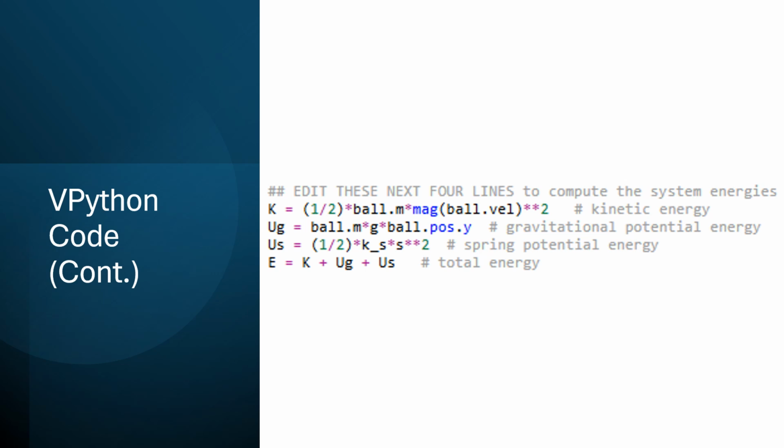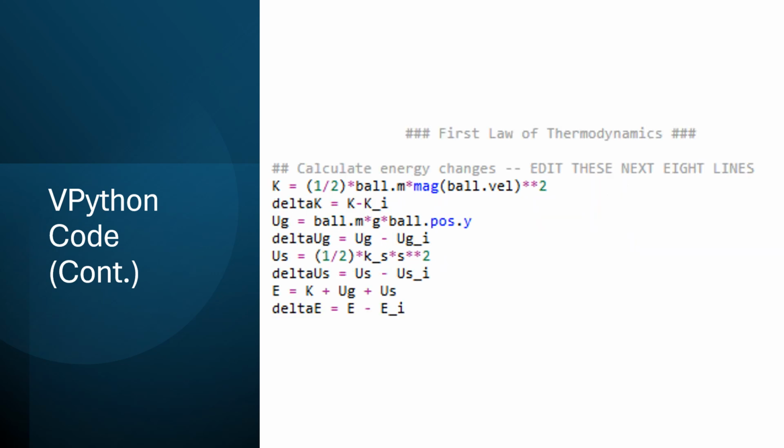Using the energy principle, or first law of thermodynamics, we're now able to implement this into our VPython code, as you can see down below. In this snippet of code, we're finally defining what delta K, delta UG, delta US, and delta E are, which respectively are the change in kinetic energy, the change in gravitational potential energy on Earth, the change of spring potential energy, and the change of the total energy.